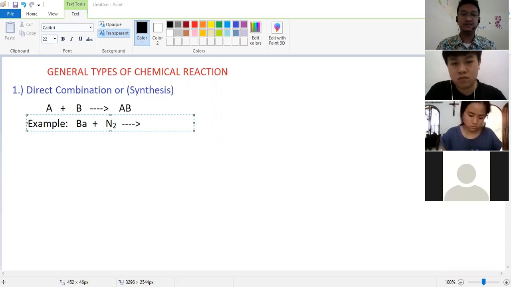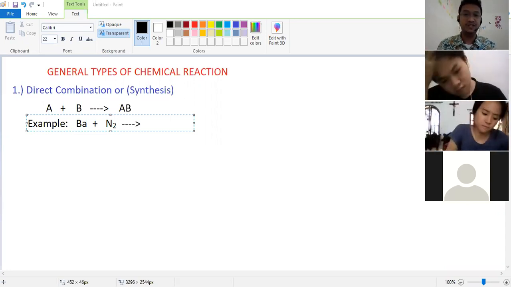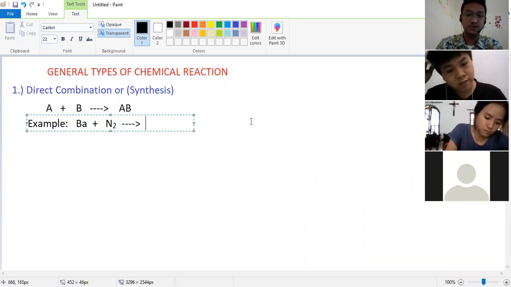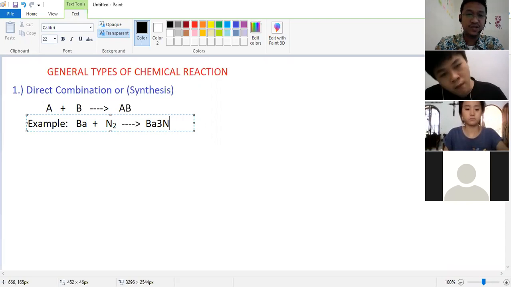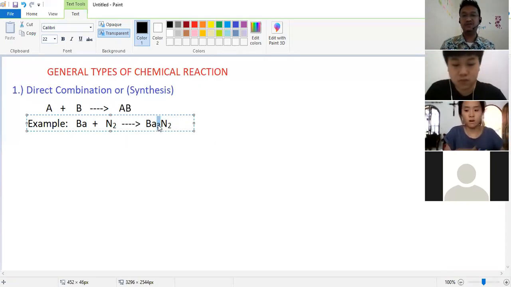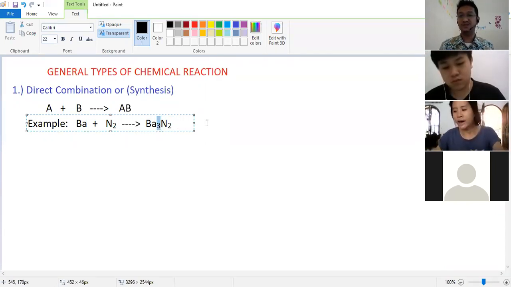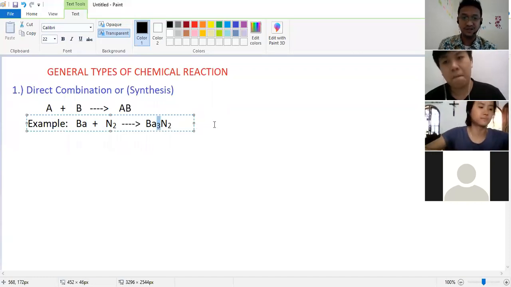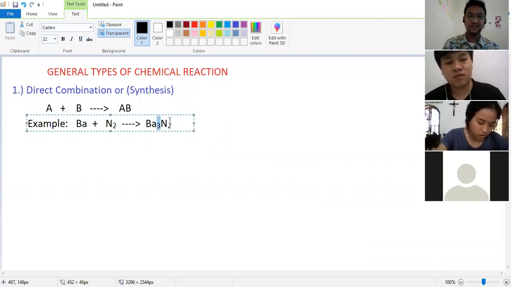Yes, the product will be barium nitride, or Ba3N2. Do I need to elaborate where we got the numbers 3 and 2, or everything is clear? Just recall the crisscross method that we've been doing before. It's just the same thing.